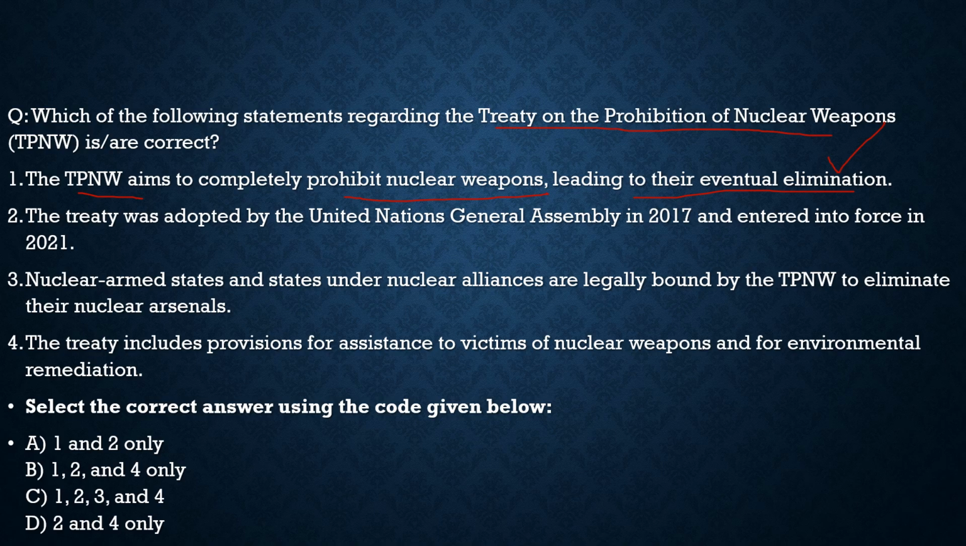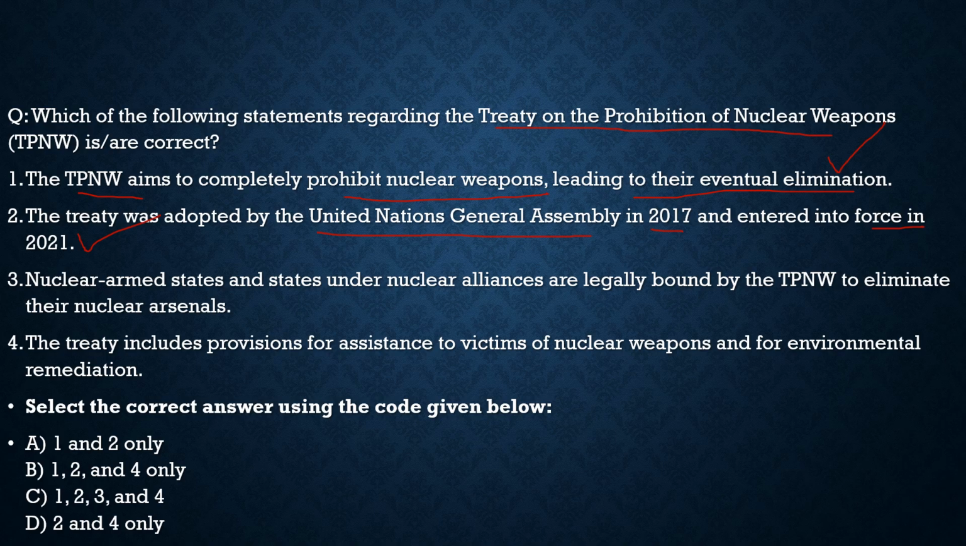But who are the countries whose acceptance is much needed? It is the countries who have nuclear power, the P5 countries, and also India, Israel, Pakistan, and North Korea. They need to accept this treaty. Then that would be the first step towards the elimination of nuclear weapons. Then the second statement here says the treaty was adopted by the United Nations General Assembly in 2017 and entered into force in 2021. 100% correct, nothing wrong with this statement. We understood it in our discussion too.